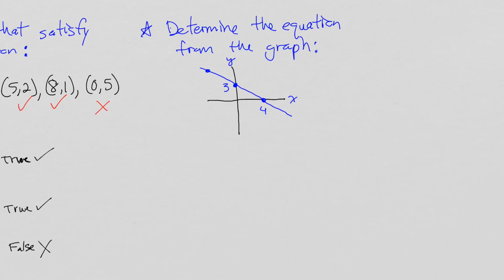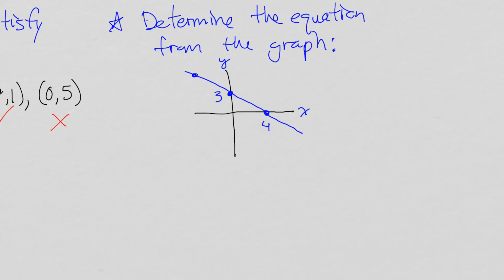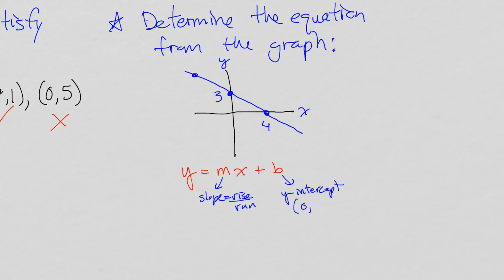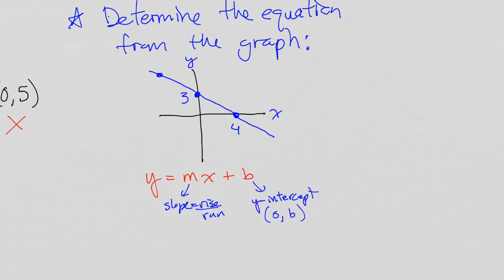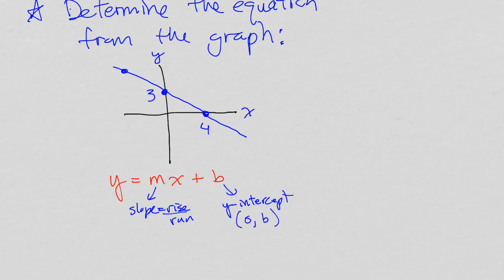The last question is about determining the equation from a graph. We want to keep in mind that we're looking for the simplest equation, y equals mx plus b, where m is the slope, which is rise over run, and this right here is going to be the y-intercept. And it looks like this. So we can gather these two pieces of information from this, and then we can easily get the answer.